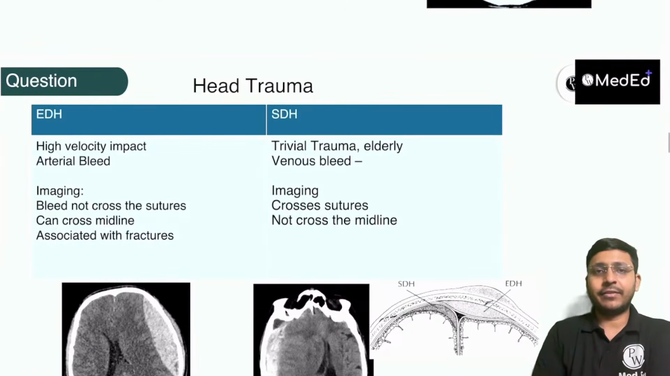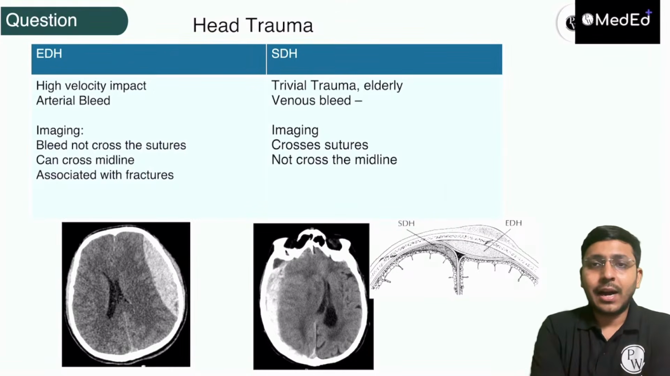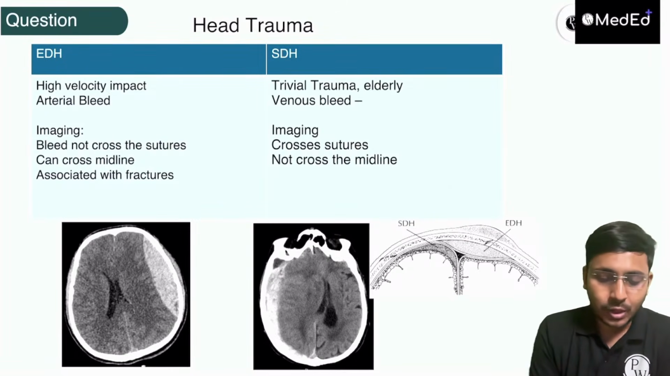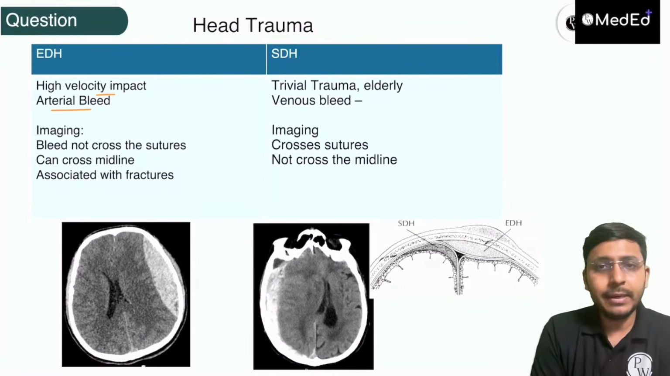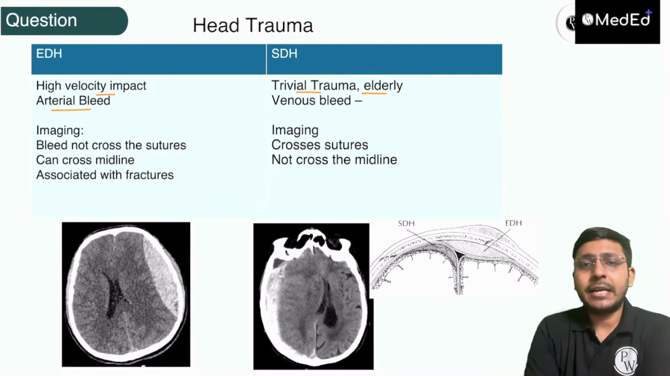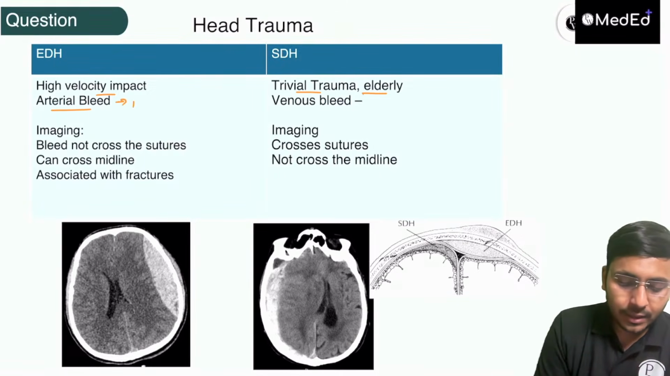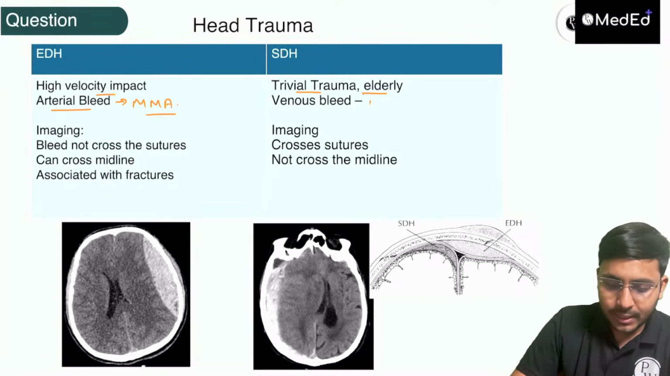All of us know what is the difference between SDH and EDH. So EDH is a high velocity severe bleed. So high velocity impact arterial bleed, whereas SDH is a trivial trauma in an elderly patient having a venous bleed. The most common artery in EDH is the middle meningeal artery, and the most common vessel here is an emissary vein.